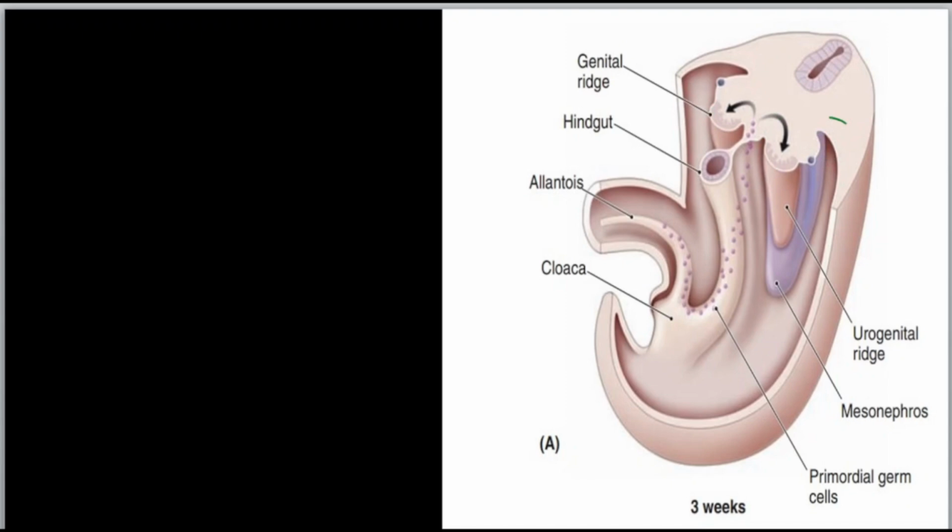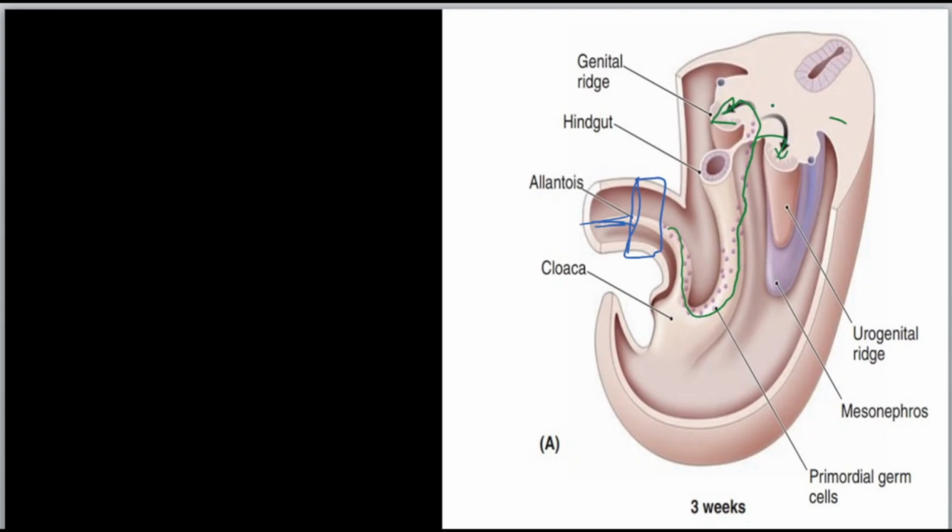Now, the appearance of primordial germ cells. They first appear in the wall of the yolk sac, close to the allantois, and migrate by amoeboid movement through the hindgut along the dorsal mesentery and reach the gonadal ridges.